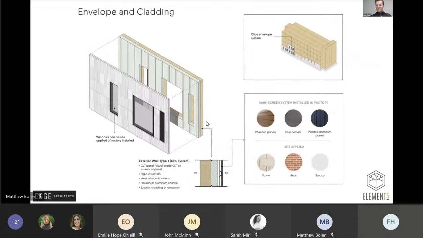Finally, one of the last things, as Patrick mentioned on the Brock Commons project, is these prefabricated wall systems, where you can get them delivered to site and get that building sealed up that much quicker.